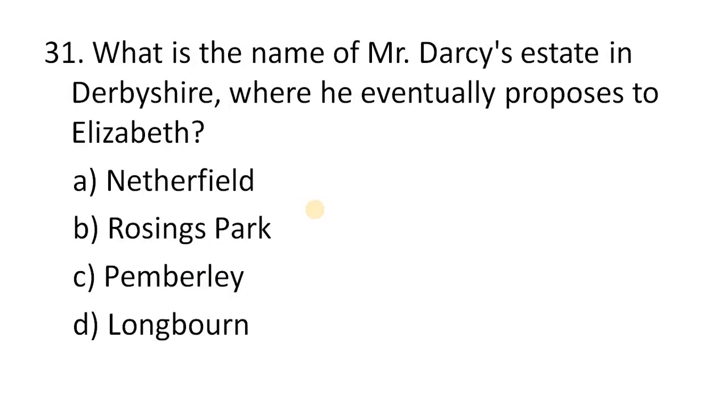What is the name of Mr. Darcy's estate in Derbyshire where he eventually proposes to Elizabeth? A. Netherfield, B. Rosingford, C. Pemberley, D. Longbourn. So the correct answer will be option C, Pemberley.